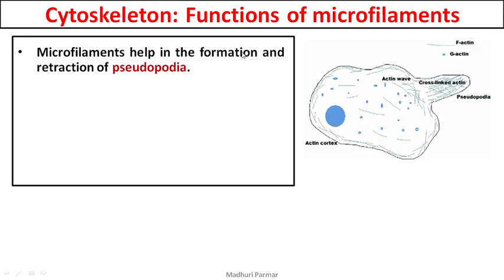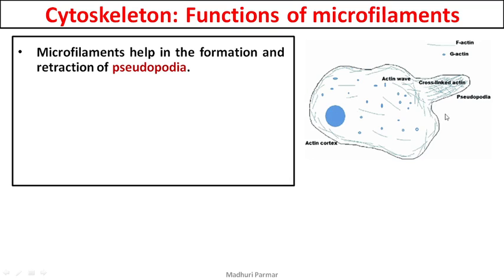Microfilaments help in formation and retraction of pseudopodia. Remember where did we study pseudopodia? We studied at many places. We studied it during cell membrane. We also studied again when we were discussing lysosomes. So pseudopodia are these leg-like structures, these extensions of the plasma membrane. So how will this plasma membrane, which is just a fluid small membrane, extend in this particular manner?